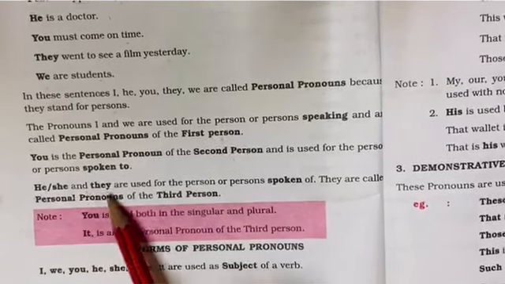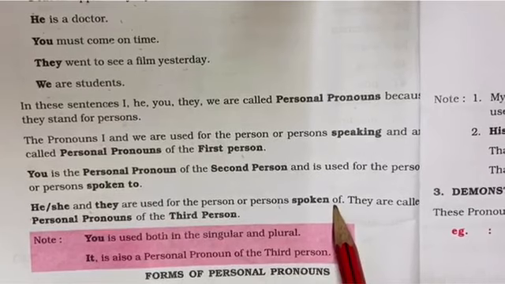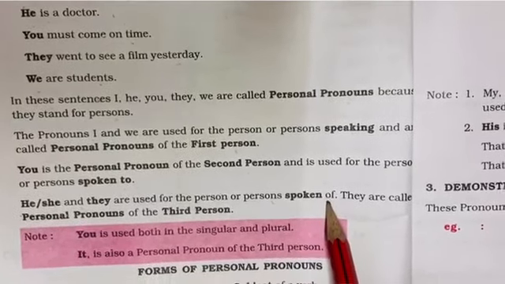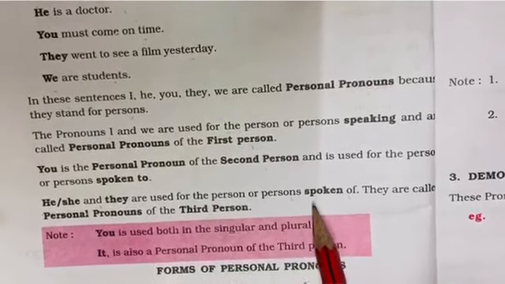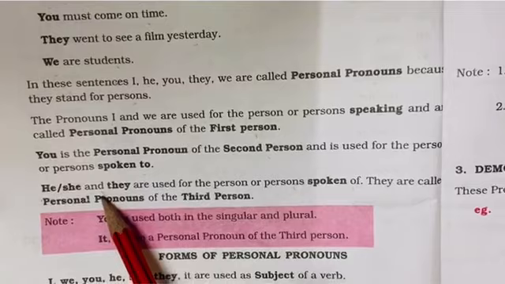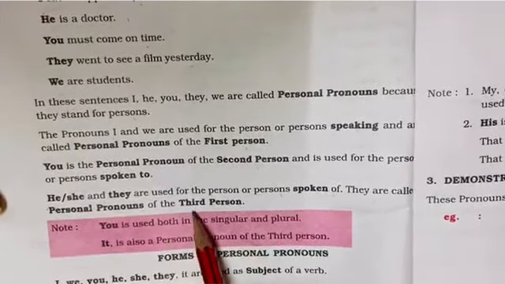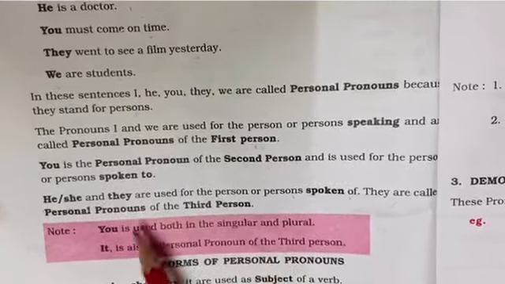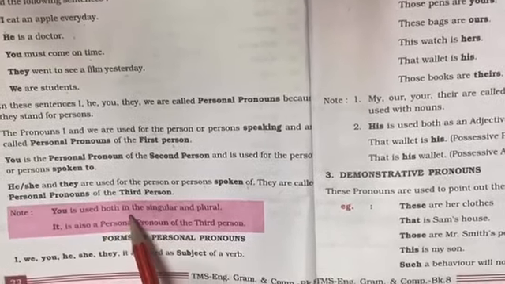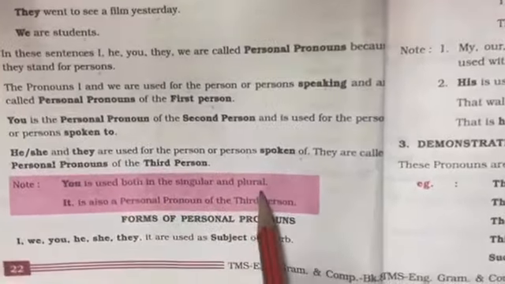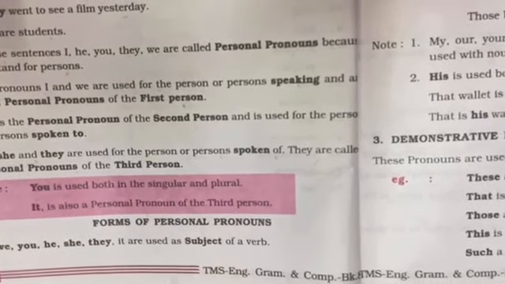He, she and they are used for the person or persons spoken of. Now, if I have to talk about someone who is not present here or whom I'm not talking to, then I'm going to use the pronouns he or she or they for them. They are called personal pronouns of the third person. Okay, now you need to remember that you is used both in the singular and plural. It is also a personal pronoun of the third person.